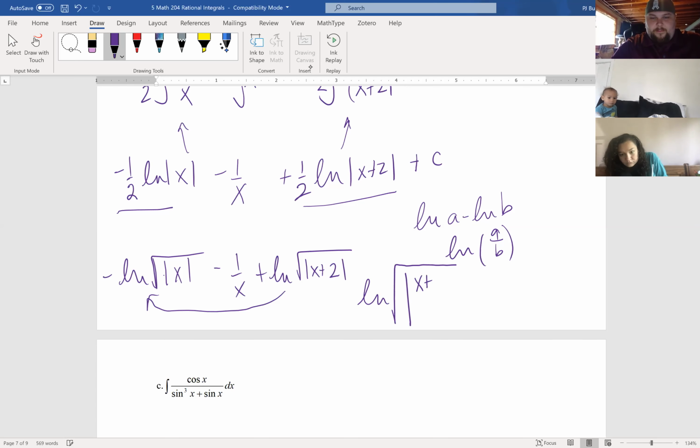For the postcard note we're allowed to have on the test, you wrote down ln a minus ln b equals ln a over b. Can we have that on the postcard? Yeah, you can write that down. Okay, that's just a formula. All right, cool.